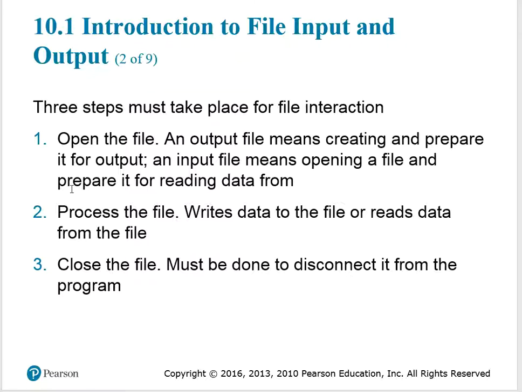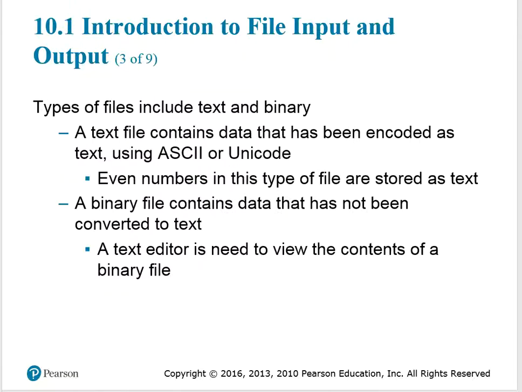Now there are three steps that must take place for file interaction. First, you need to access the file, so that means you need to create it and prepare it for output. Second, you need to read data from the file, so you need to process the file. Lastly, you need to close the file to disconnect it from the program itself. Now, some types of files include text and binary, and these are just examples for that.